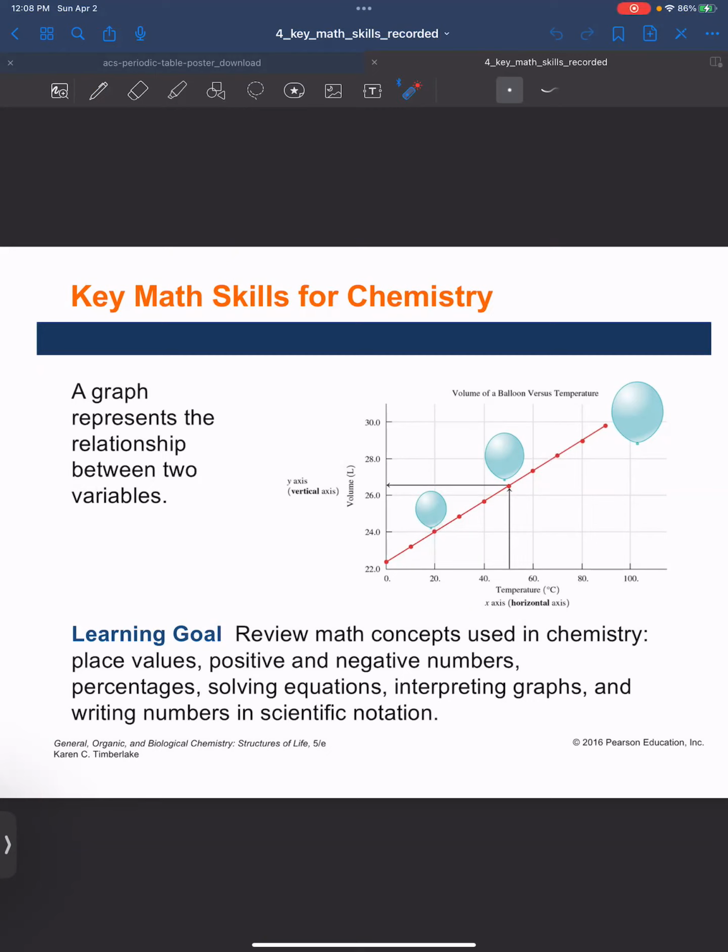So being able to look at the y-axis and understand that, okay, this has volume in liters, and the x-axis, which is horizontal, has temperature in Celsius. And then reading the title, oh, this is telling me the relationship between the volume of a balloon versus temperature. And we can see that that relationship is linear. So our learning goal for this video is to review math concepts used in chemistry: place values, positive and negative numbers, percentages, solving equations, interpreting graphs, and writing numbers in scientific notation.